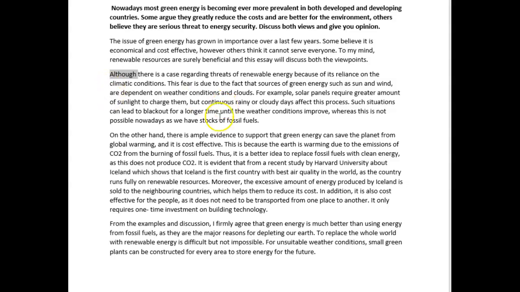I don't understand that. Such situations can lead... Yeah, you don't mean that we have stocks of fossil fuels. Let's try it differently. So, such conditions can lead to blackout for a longer time until the weather conditions improve. And then I would have put probably here a full stop. This is not an issue with fossil fuels, as we always have stocks of them, or we always have, I don't know, reserves of fossil fuels or something like that. So, you should have cleared this up a little bit.